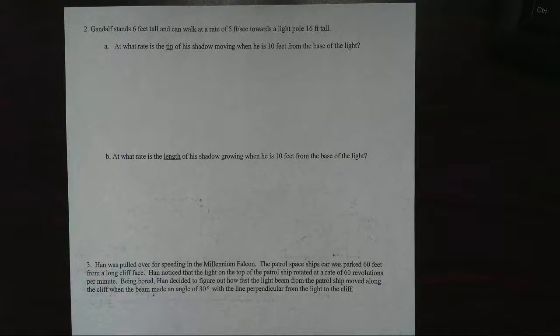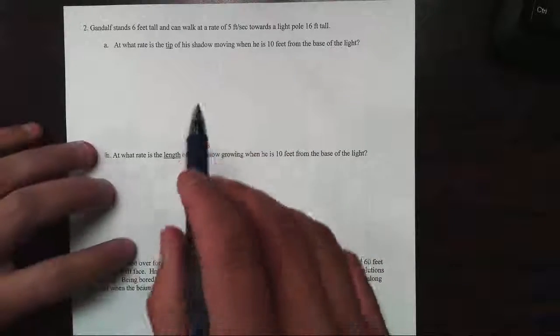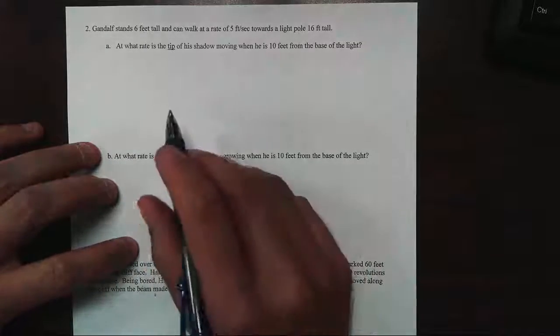Hi, welcome to part 2, day 2 of related rates. Now we're going to take a look at one of my favorite questions here. It's called the shadow problem. Now the shadow problem does involve similar triangles again.